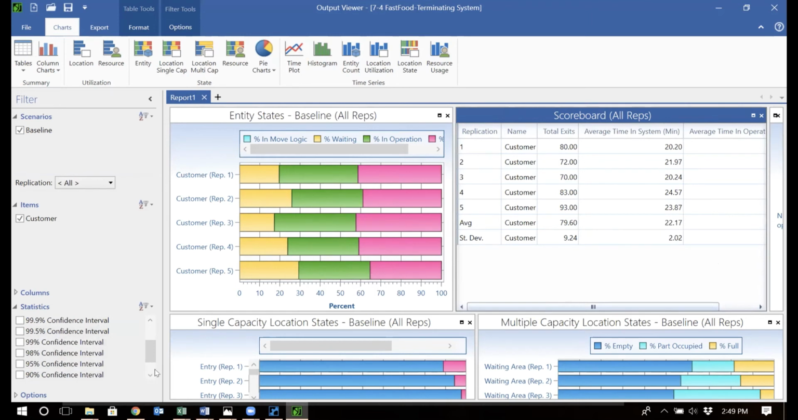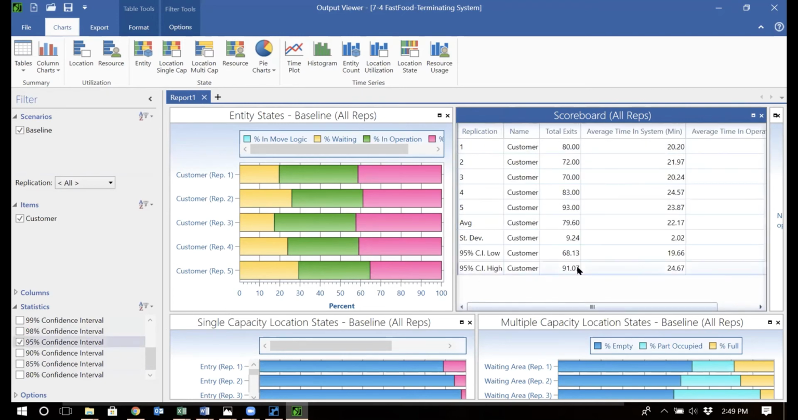Confidence interval is another thing that is calculated. And let's assume I want to show also a 95% confidence interval. So here, basically, the model says that on average, total exit during the simulation runtime was 79. The standard deviation is nonzero. Obviously, every day is different.